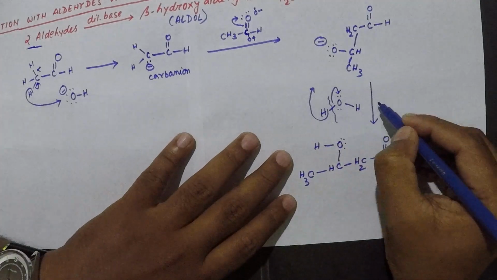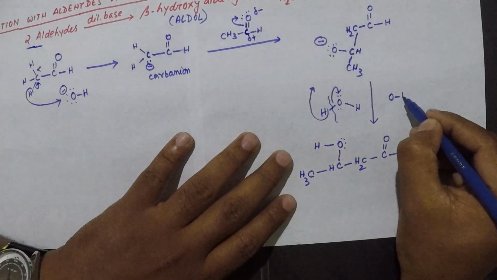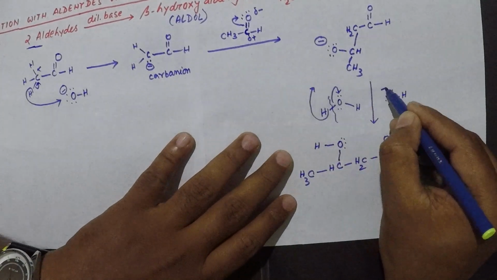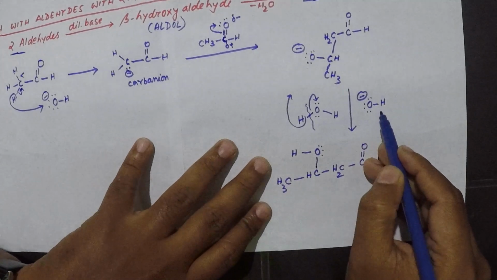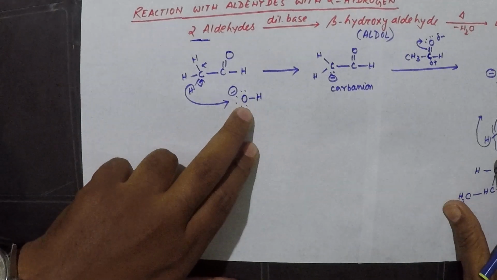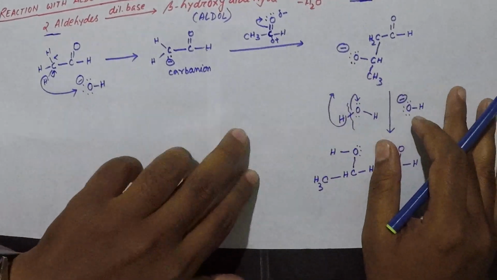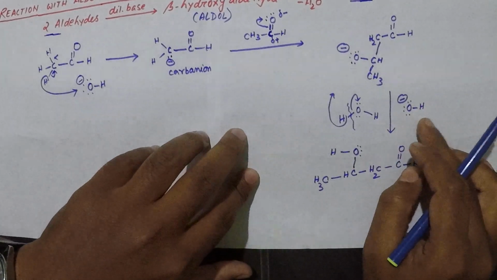Now what will remain here? OH. Already 2 pairs. Now one more, this bond is coming to the oxygen, so OH minus. So you have seen OH has come out. In the first step, OH is involved. That's why base is coming out, right? In the first step it was involved. In this step it is coming out. That's why it is a catalyst.